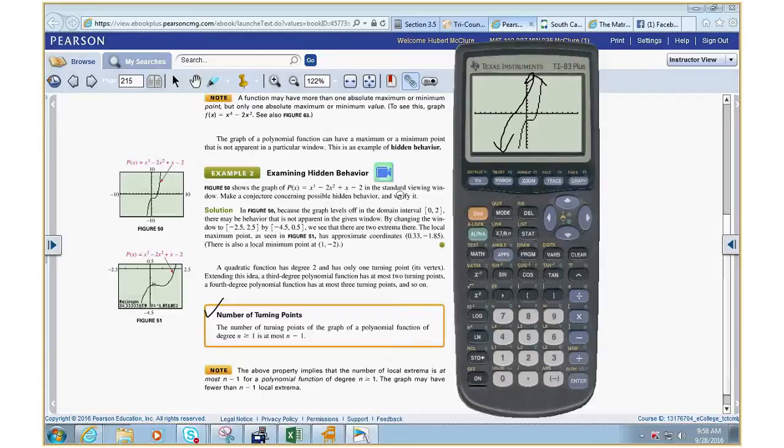You want to know how many turns? You just take the highest degree and subtract 1. So 3 minus 1 is what? It has 2 turns, one right here and one right here. If it's a fourth function, that means it has 4 turns. I meant 4, but it has 3 turns. So you have to watch for that hidden behavior.